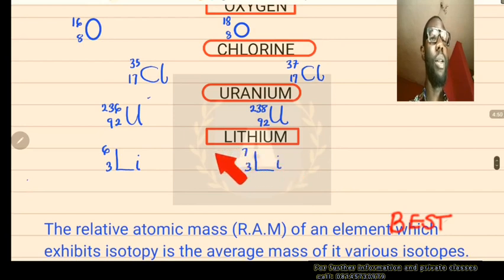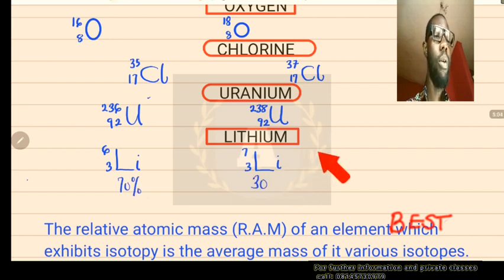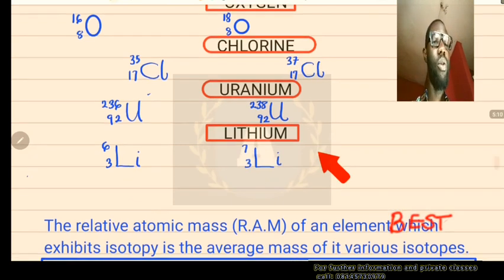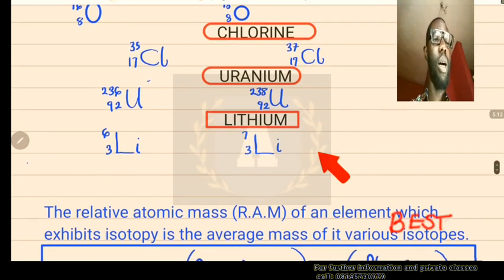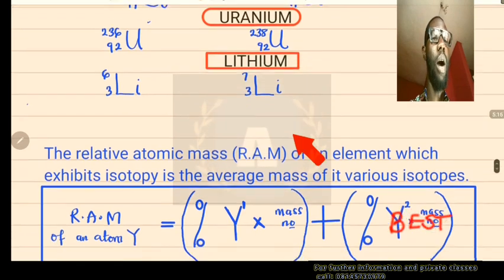The percentage of this on the Earth's crust will be different from this one. If this appears probably, let's say 70%, and this one appears on the Earth's crust, say 60%, for instance, that is an illustration. So we can use their relative abundance to calculate the relative atomic mass. How do we do that?